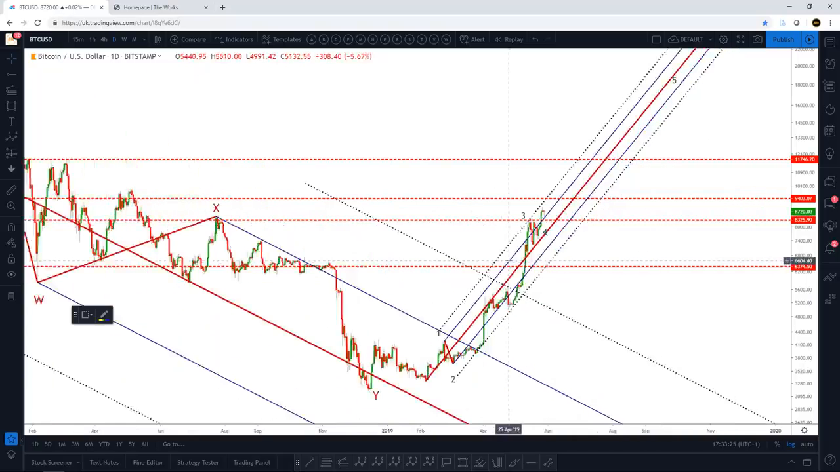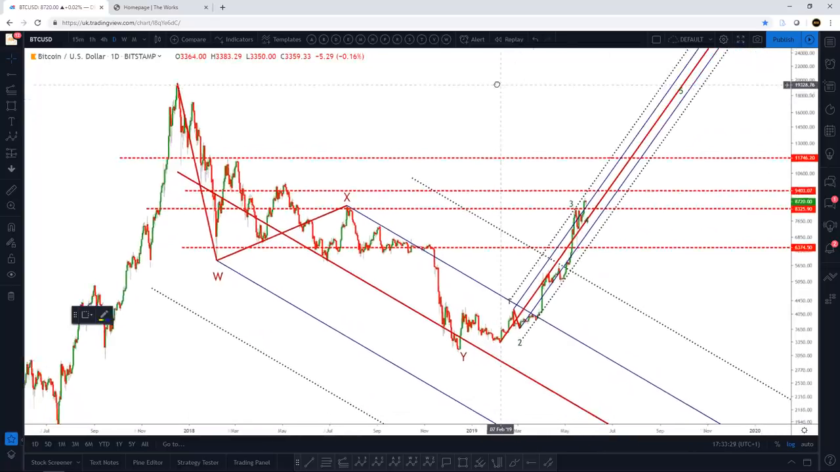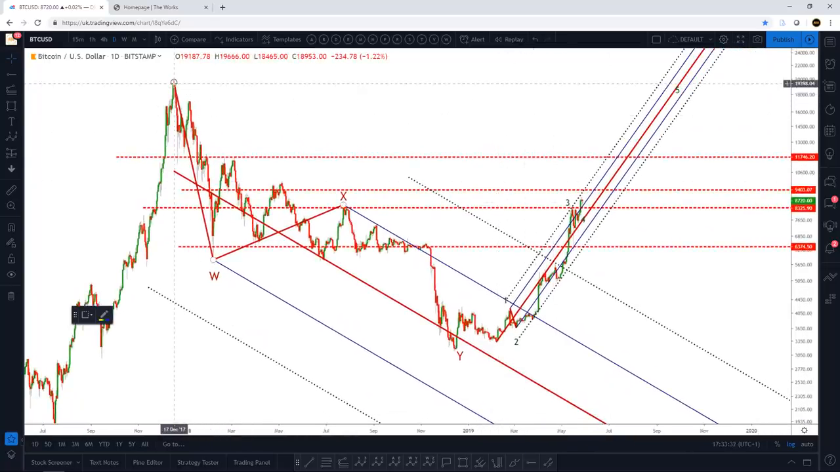Let's home in on Bitcoin. So yeah, this is our long-term count. So we've got W, 3 waves down. There's 1, 2, 3. Yeah, there was a very good Fibonacci relationship between those waves, which I've addressed many times in previous videos, so I won't dwell on it because there's so much to cover in this video.